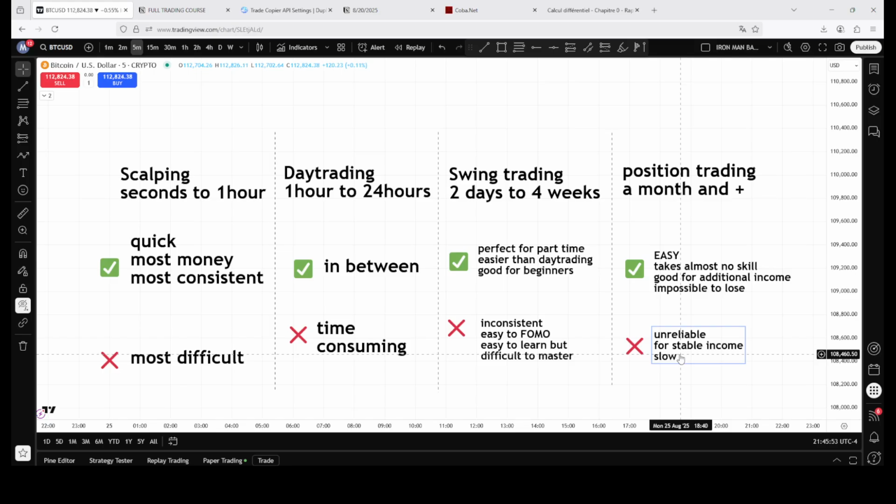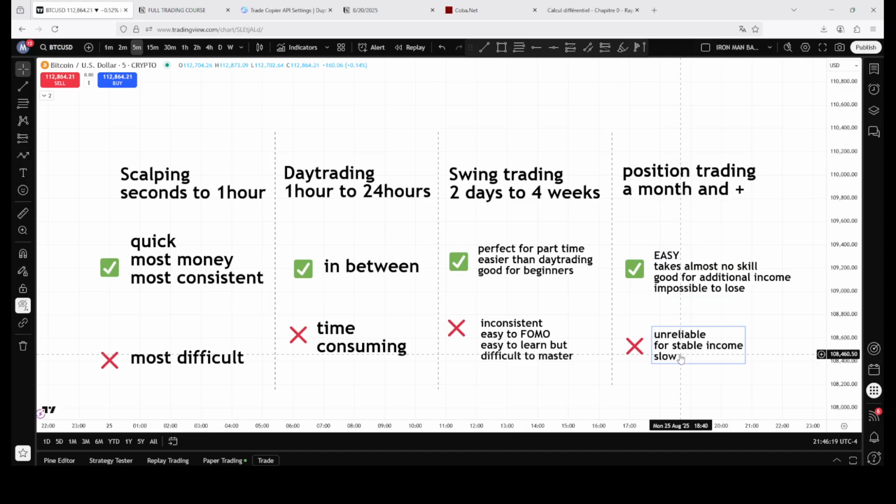I disagree, because the only thing that makes scalping, day trading, and swing trading unreliable is the lack of skill. Whereas with positions, it's unreliable because even if you're skilled, probabilities can still make you lose. What I mean is, let's say I buy Bitcoin at 100,000 and Bitcoin decides to dump. As long as I'm not selling, I'm not in trouble.